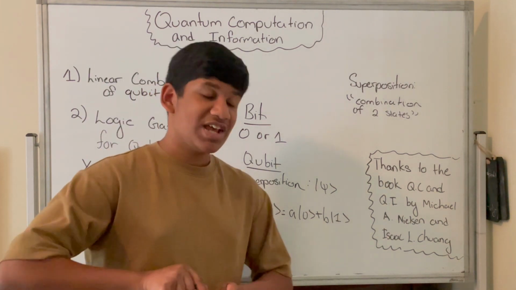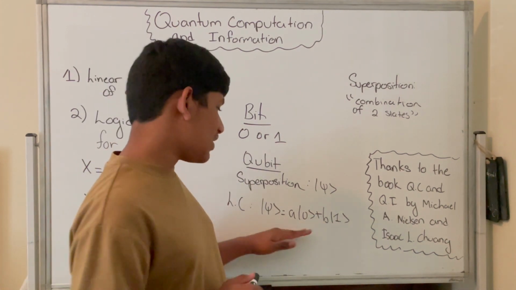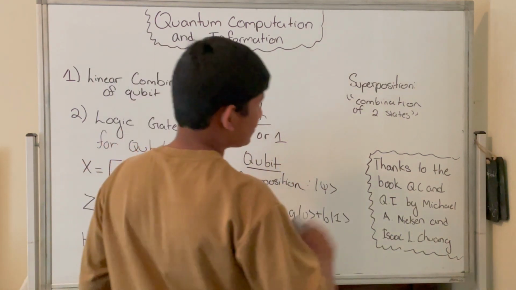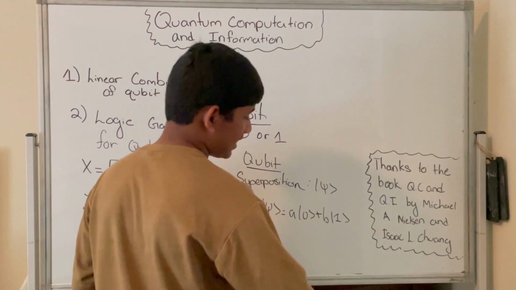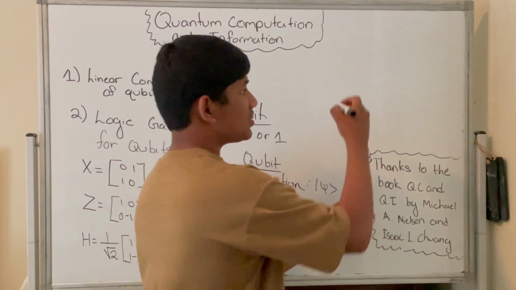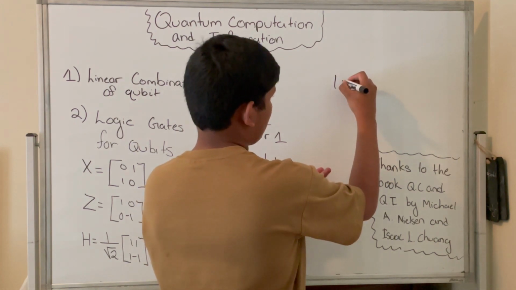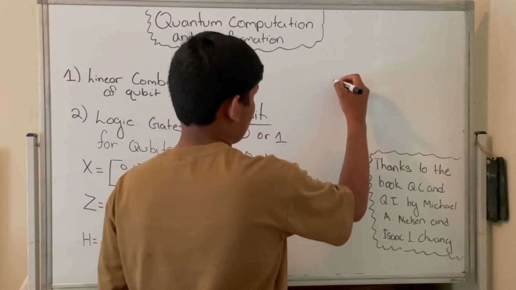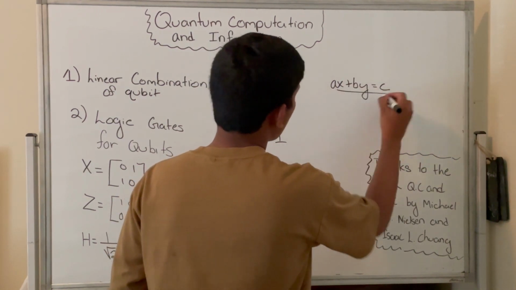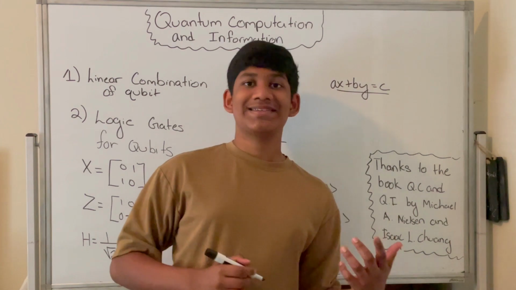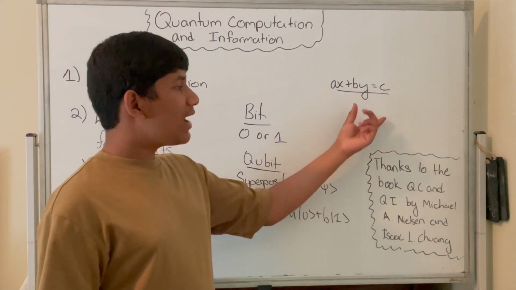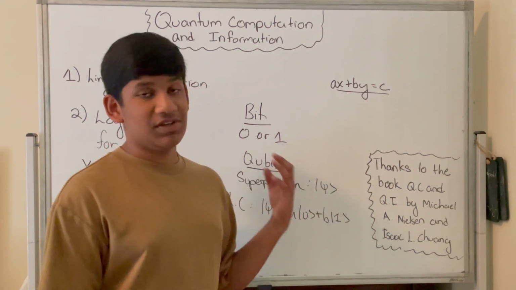Now, in order to understand the transition from this equation to the algebraic form of a linear combination, we must understand the details behind the algebraic form. So, the algebraic form is just going to be AX plus BY is equivalent to C. We've all learned this in our Algebra 1 class, either in middle school or in high school, depending on when you learned it. But everyone knows that this is the standard form for a linear equation.